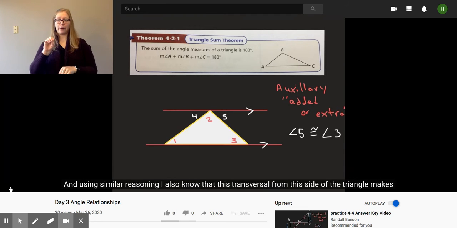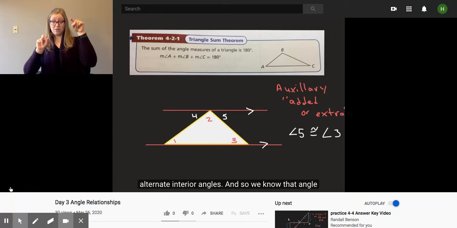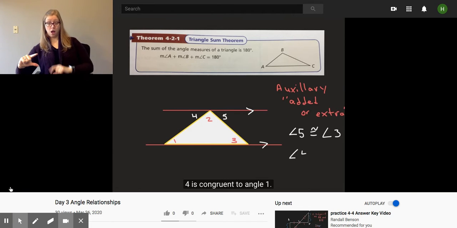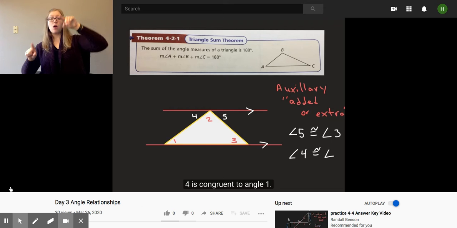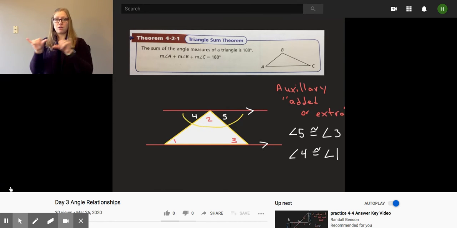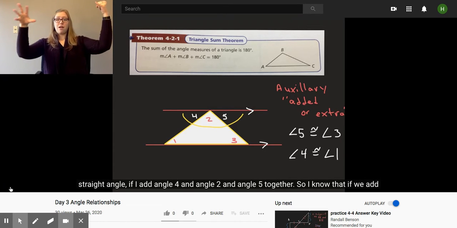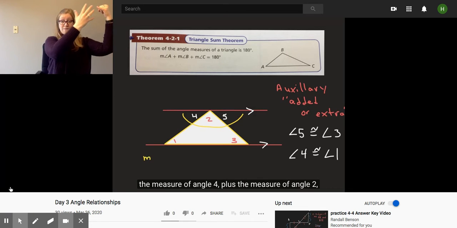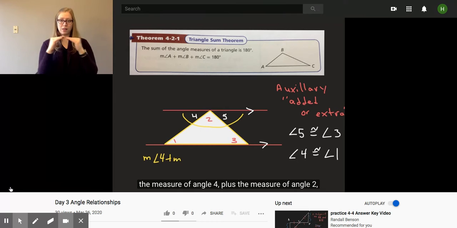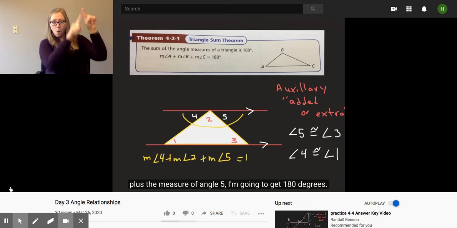Using similar reasoning, I also know that this transversal from this side of the triangle makes angle 1 and angle 4 alternate interior angles. And so we know that angle 4 is congruent to angle 1. Given that information, we know that this is a straight angle if I add angle 4 and angle 2 and angle 5 together. So the measure of angle 4 plus the measure of angle 2 plus the measure of angle 5 equals 180 degrees.